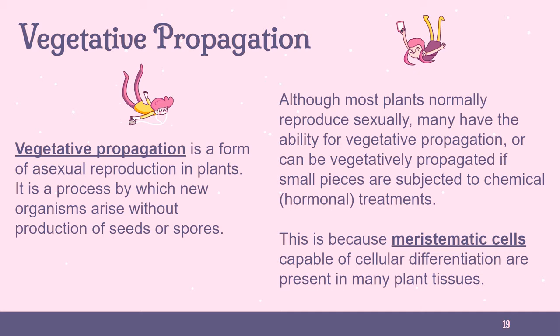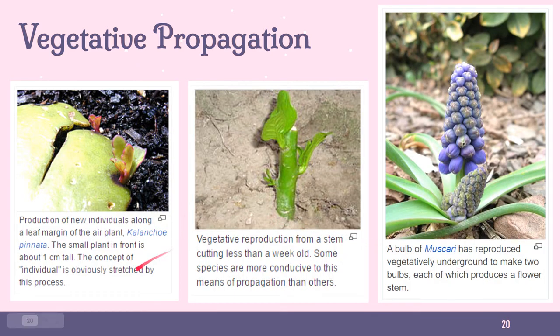This is only possible because of plants having meristematic cells. These are actively dividing cells that are still undifferentiated. Meristematic cells give rise to cells within the plant's body, and those cells can become different parts of that plant's body, capable of cellular differentiation. So we see here examples of vegetative propagation.